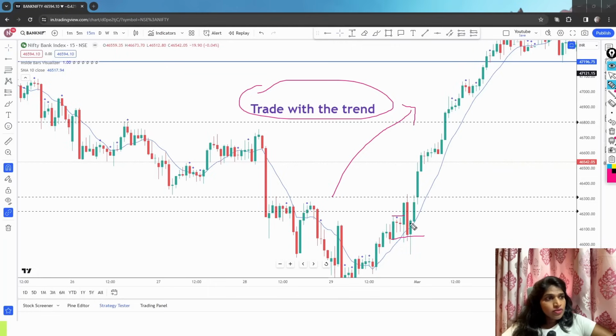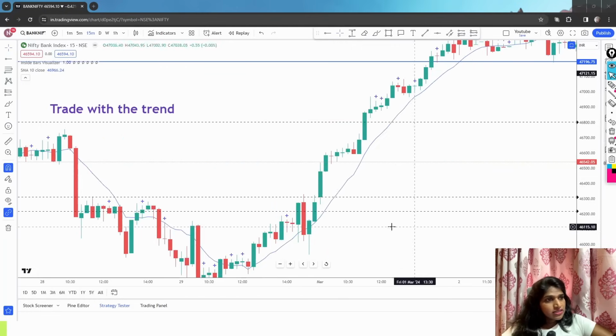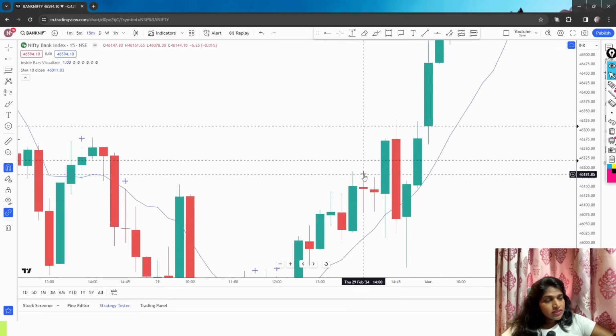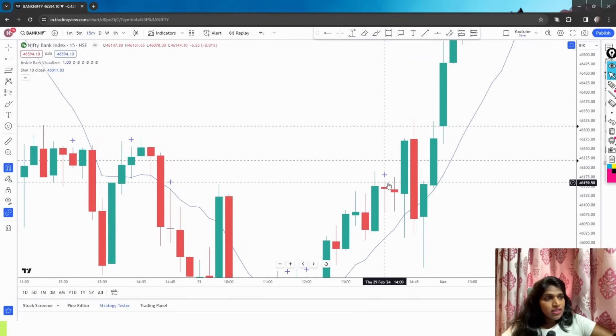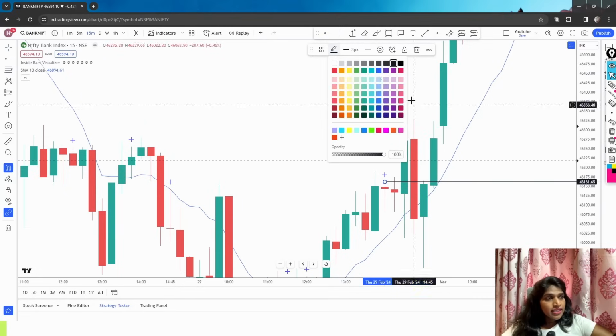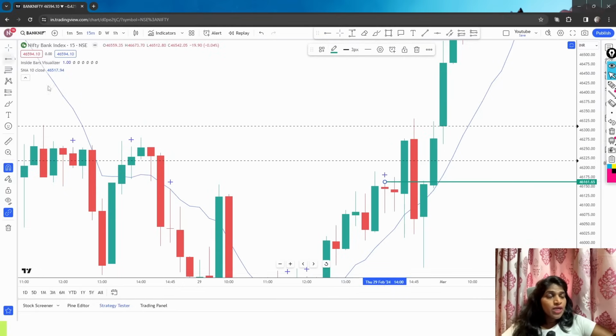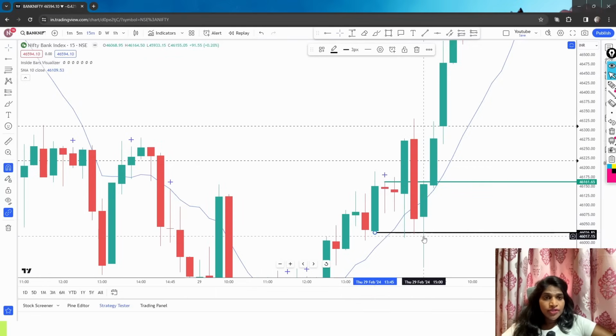I'll enlarge this even more. This candle is the inside bar. Now I know I have to trade with the trend. I'll simply take an entry here, marked green, and my SL would be the low of the mother bar. And remember, it is always on a closing basis and not on intraday moves. One particular 15-minute candle has to close below this 46,026. Only then does my SL get hit. Otherwise, I am sitting through.